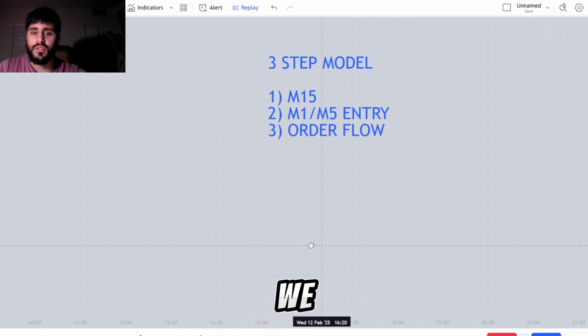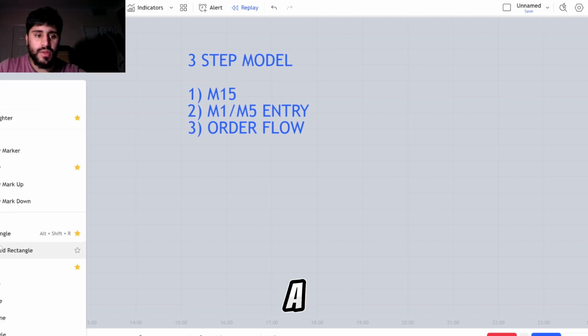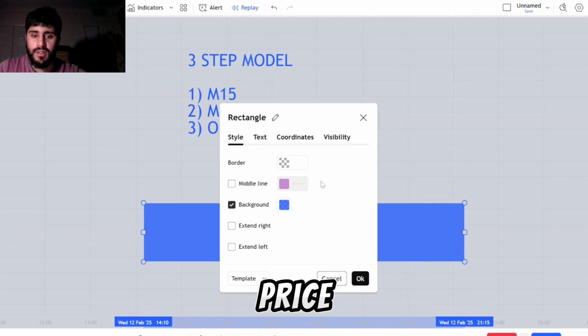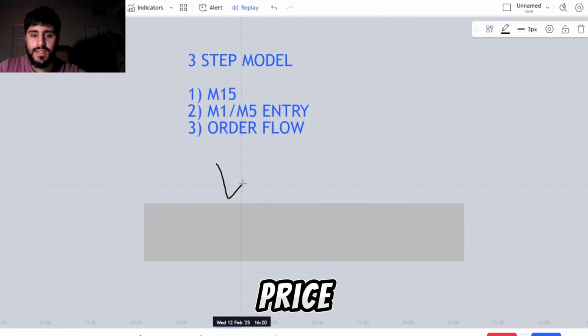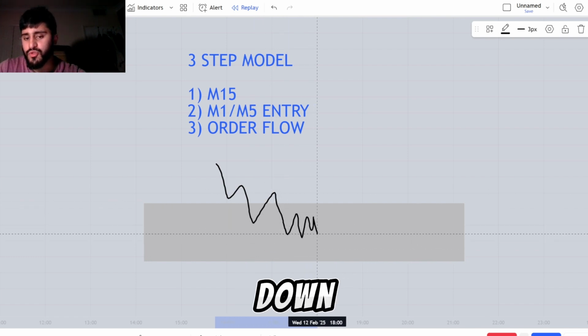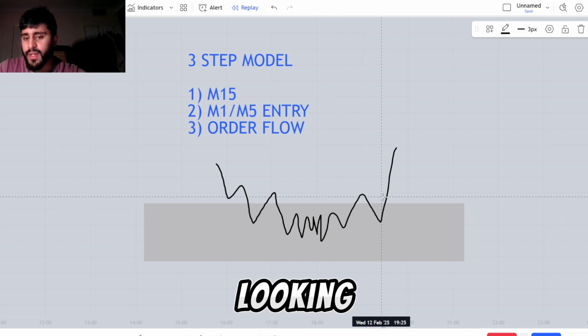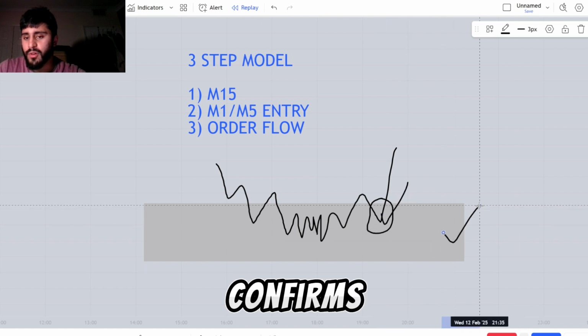So in this case, if we draw this out in terms of the buyers and sellers, price comes into a fair value gap, just like this. What you are looking for is price to enter the fair value gap, and sellers to drive price down, drive price down, drive price down. But of course, they fail, and you're looking to enter upon the aggressive sellers failing. This is what confirms the level.